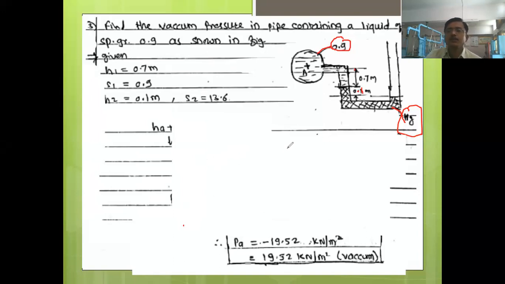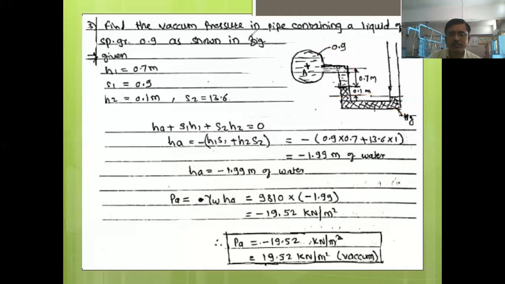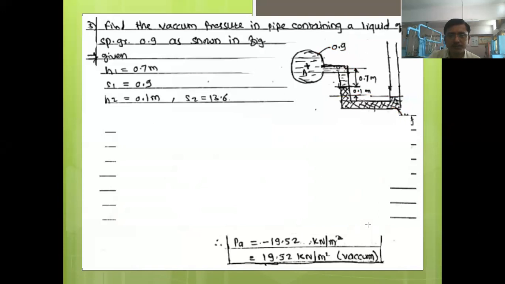Correct. So the same principle, whatever we have used in the previous problem, we have to use. This is the datum line. It is not the case that it should always be on the left limb. It can be on the right limb. Now you can see here, as there is a vacuum pressure inside the pipe, the mercury level has lowered in the right limb. It has increased, the height of the mercury level has increased in the left limb, right?